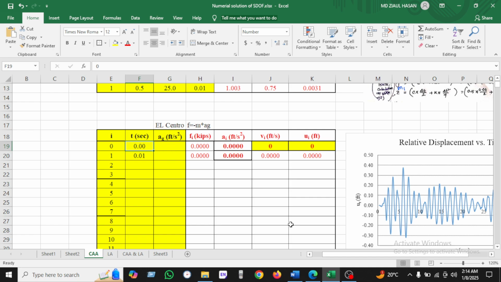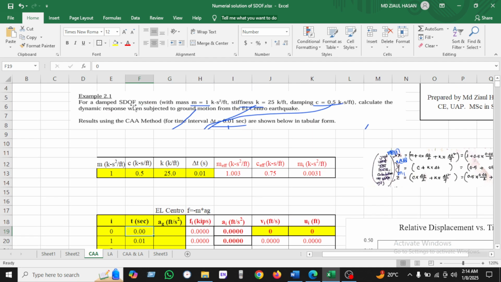Then the time interval. Example for a damped single degree of freedom system: mass is given as 1, stiffness K is given as 25, damping coefficient is given as 0.5, and calculate the damped response subject to the ground motion El Centro using the constant average acceleration method, and the time interval is 0.01. So this portion is given here.